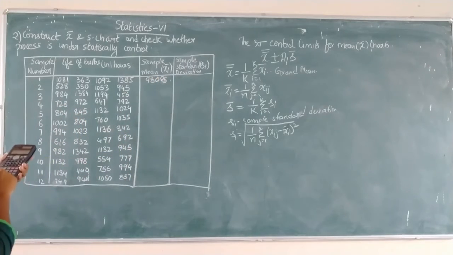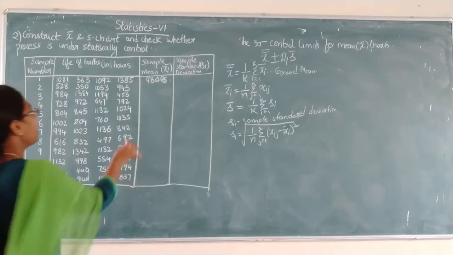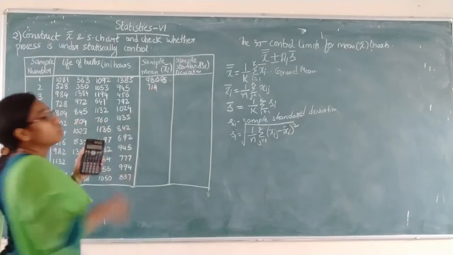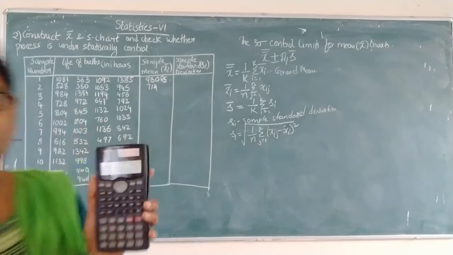Similarly, I am finding the mean for the second sample: 528 plus 330 plus 1053 plus 945 divided by 4. You will get the mean value as 714. So the second mean value is 714.